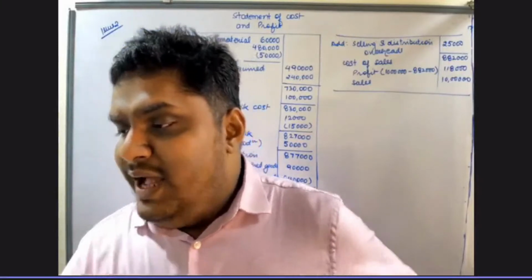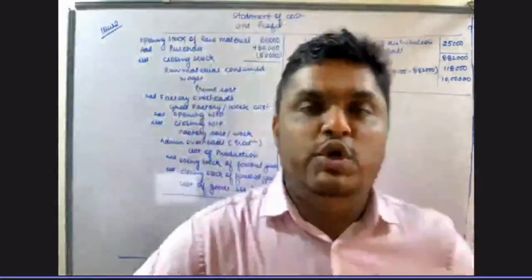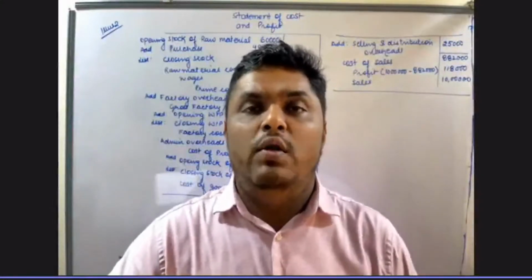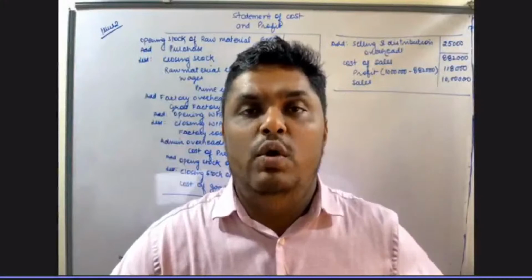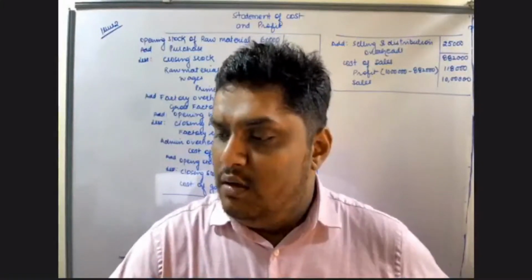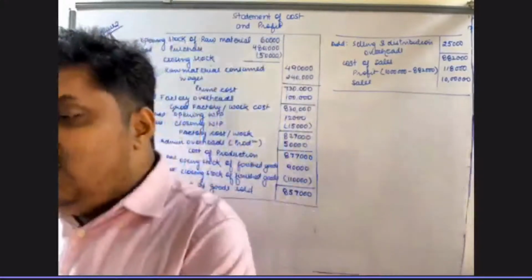The administration and selling and distribution overheads, per unit rate will be calculated on the basis of number of units sold rather than number of units manufactured. Varsha. So let's start with illustration number 3.